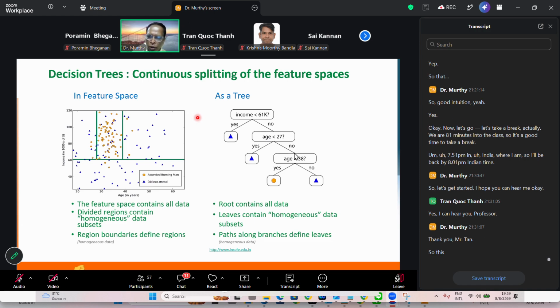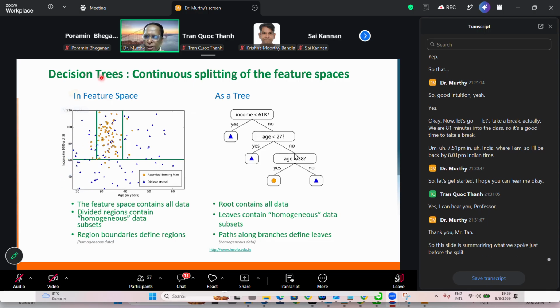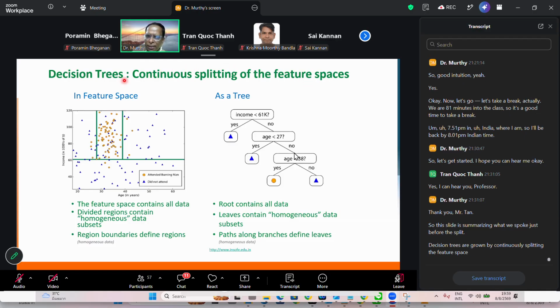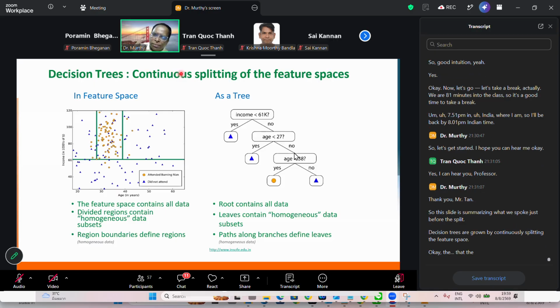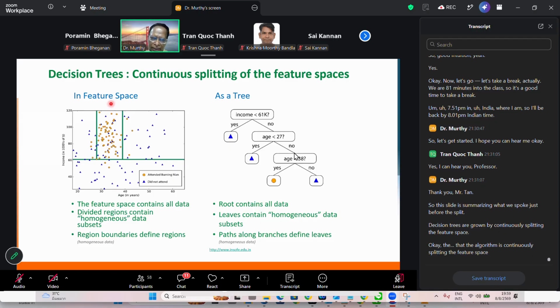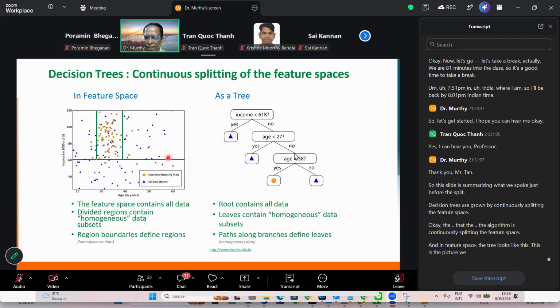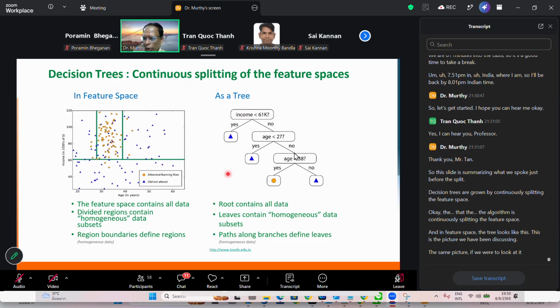This slide is summarizing what we spoke about just before the split. Decision trees are grown by continuously splitting the feature space. The algorithm is continuously splitting the feature space, and in feature space, the tree looks like this. This is the picture we have been discussing. The same picture, if we were to look at it as a tree, this is how it would look.